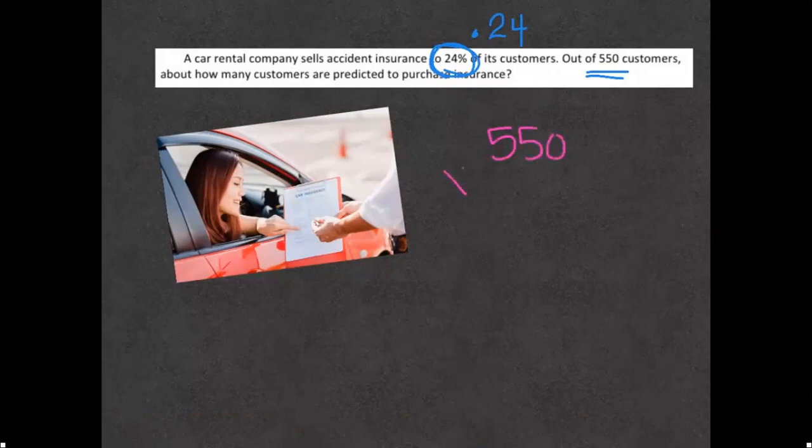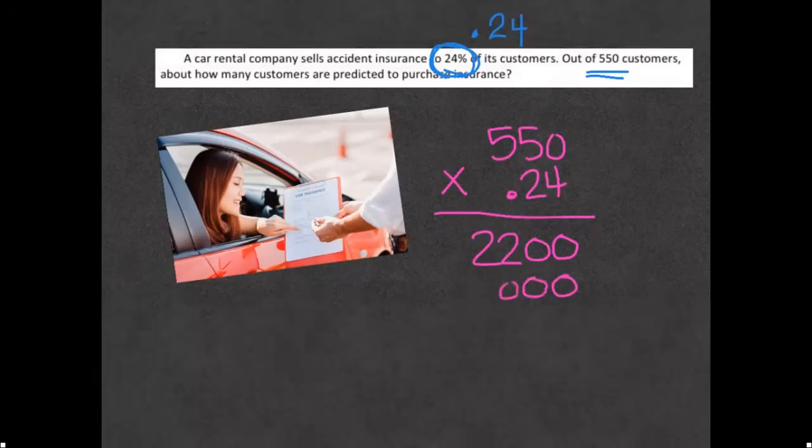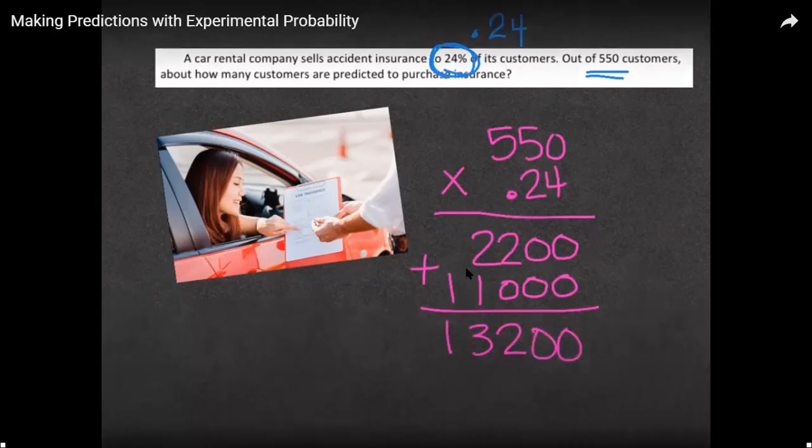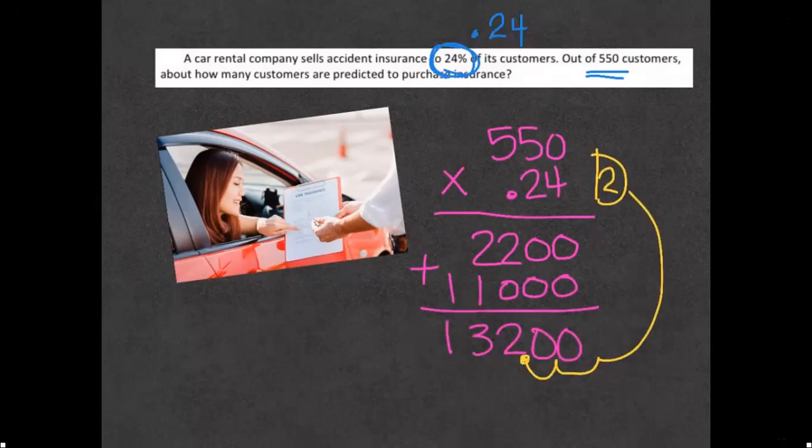550 customers total. 24% of them are going to buy insurance. I'm going to make that a decimal. When I work this out, that is 13200. But remember that I have 2 digits behind the decimal, so I'm going to have to come down here and put it in.